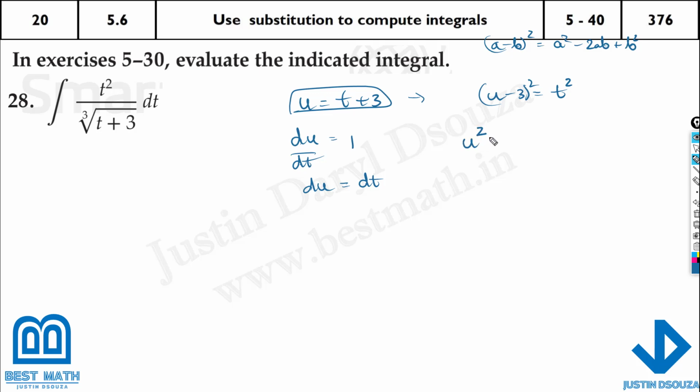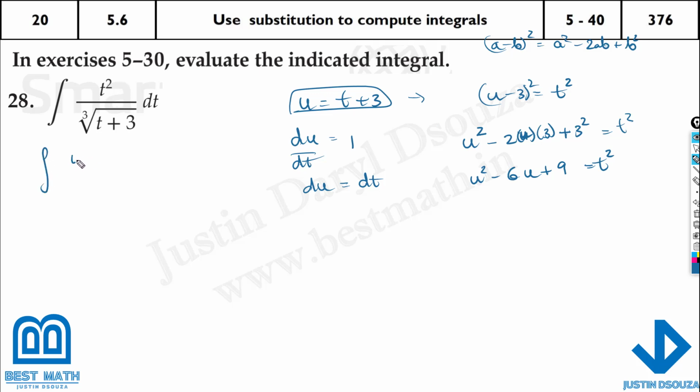Same way we write u power 2 minus 2 times u times 3, where a is u and b is 3. Don't write the negative symbol because it's already taken care of. So it's 2 times u times 3 plus 3 squared. That is equal to t squared, isn't it? So it's u squared minus 6u plus 9. That is equal to t power 2. Now we will substitute all that we know and simplify.